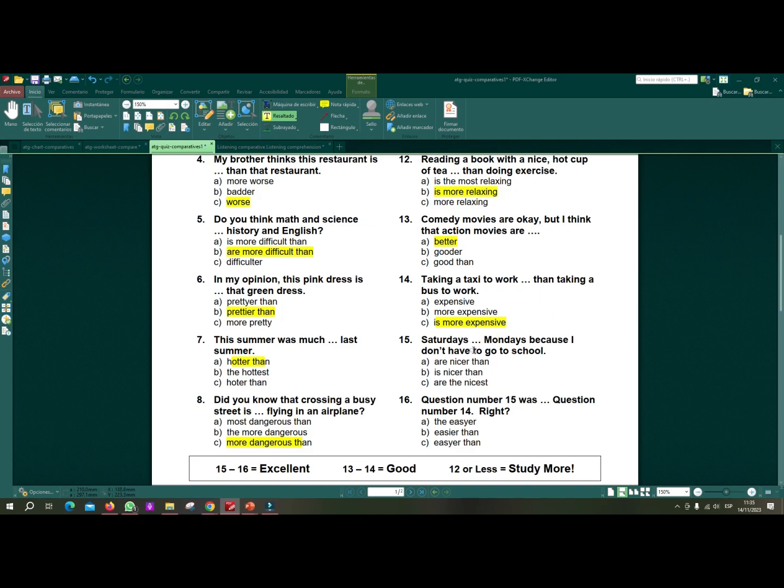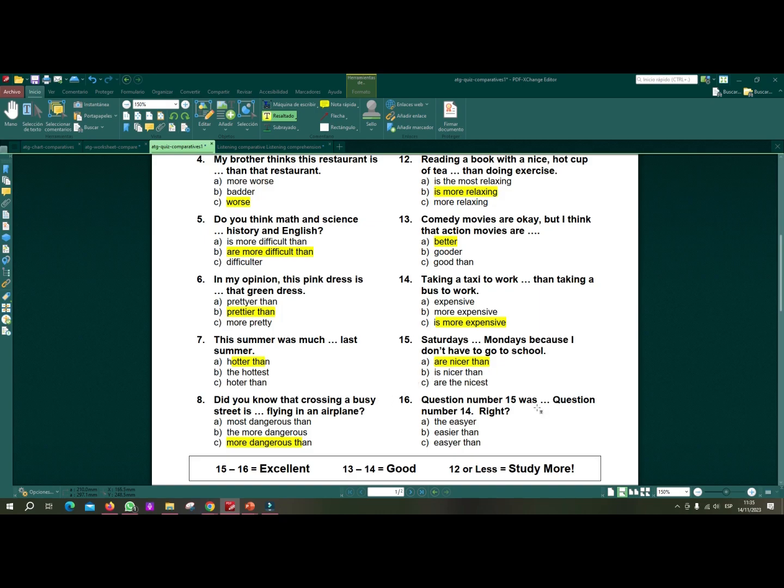15. Saturdays, Mondays, because I don't have to go to school, are nicer than, is nicer than, or are the nicest. Which could be that? A, B, or C? Which should be the correct one? Yes? A. Yes, that's letter A, right? Are nicer than. Excellent. And the last one.